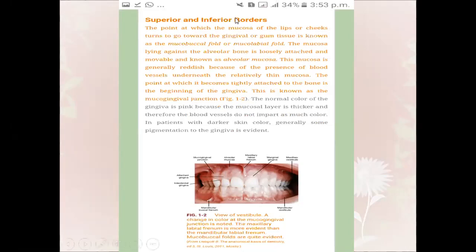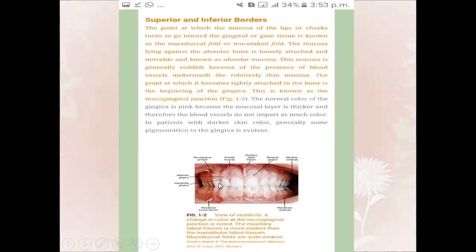So it is the mucogingival junction. It is the alveolar mucosa, which is the reddish portion above the gum level, and the pale or yellowish portion shows the attached gingiva. It is attached to the bone, therefore the blood supply is less as compared to the alveolar mucosa or the loose alveolar mucosa. And then we have the interdental gingiva.